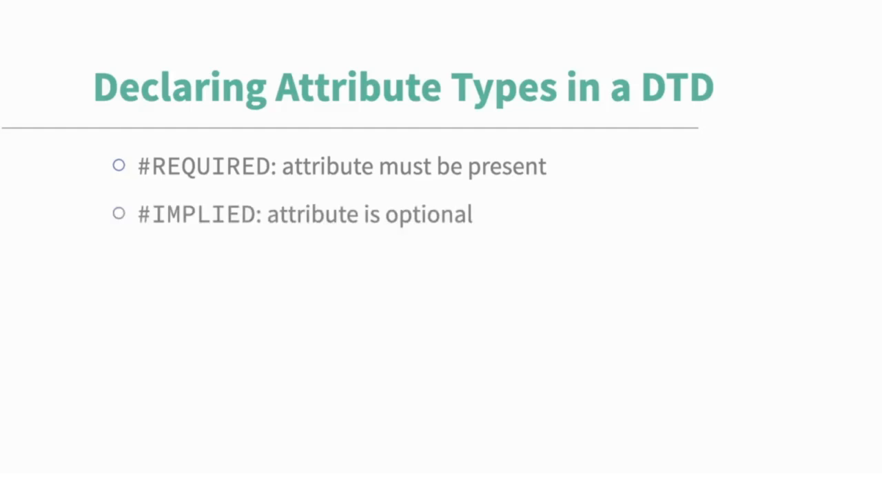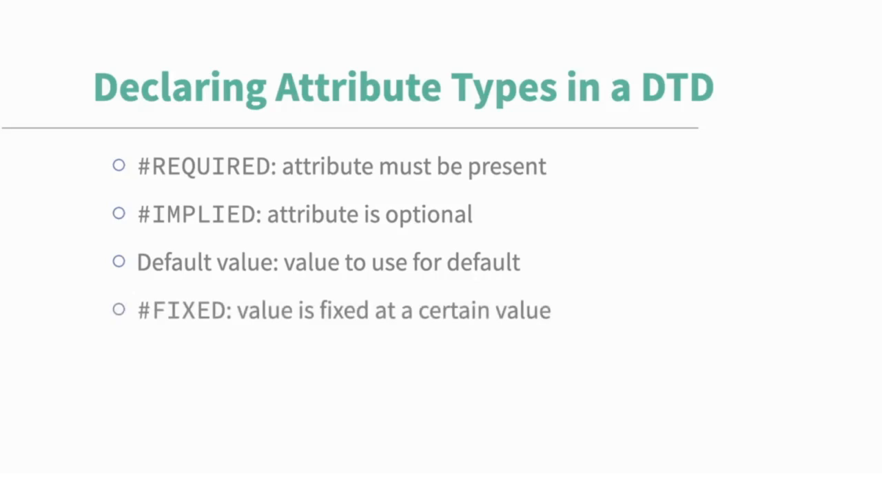The default declaration is a way of defining not just default values, but how the attributes should be viewed by the processor. And there's a couple of ways you can modify the default declaration. There's the required keyword, which means that the attribute has to be included in the XML data. There's the implied keyword, which is indicated by the word implied. And in this case, the attribute for an element is optional. There's also the default value, which is the value to use for the default. And then there's fixed, which means that the value's fixed at a certain value.